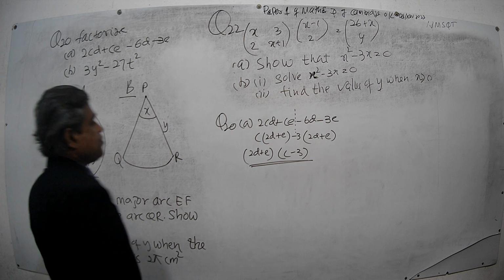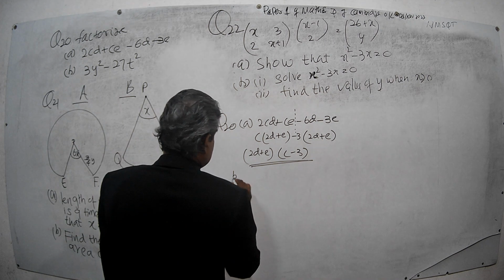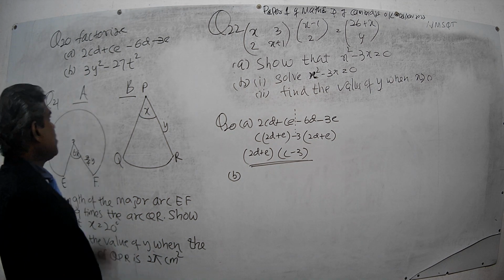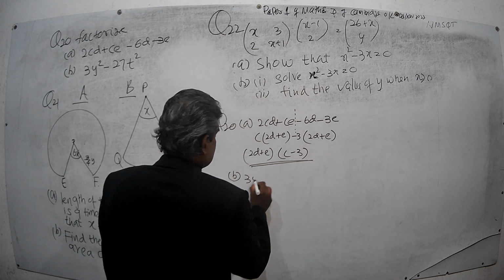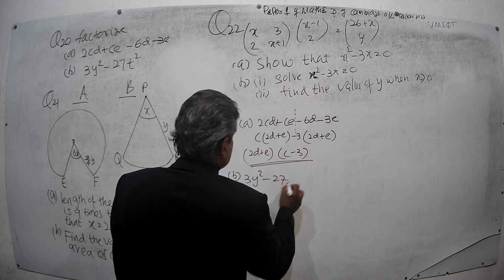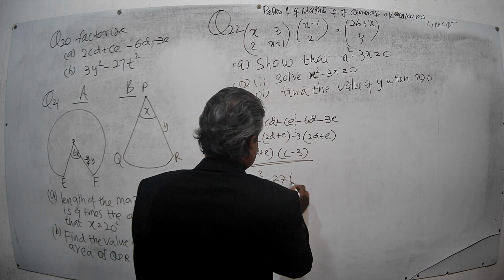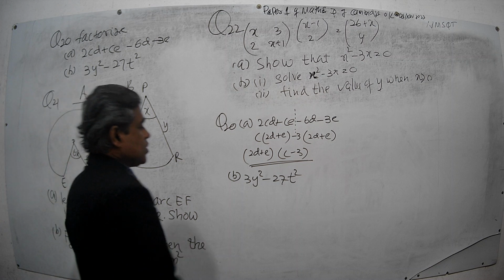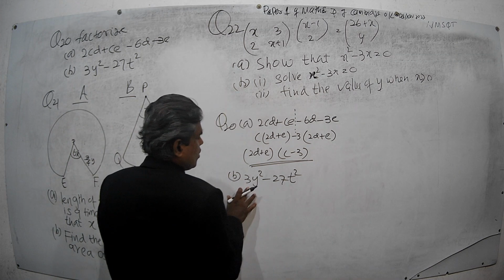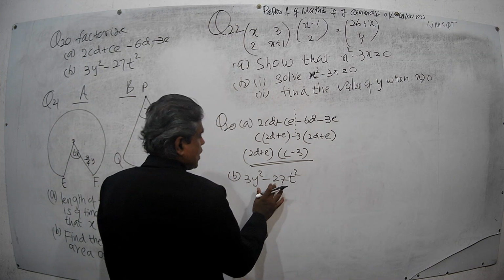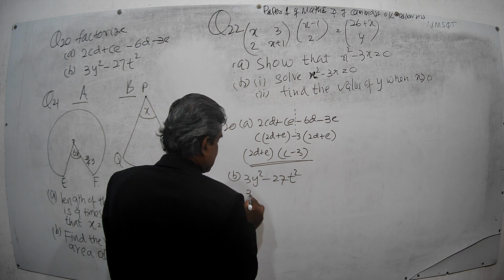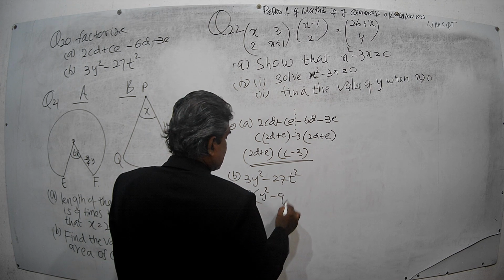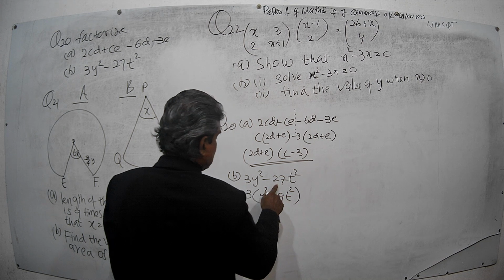Now part B. Part B we have 3y squared minus 27t squared. You see that 3 is a factor of 3 and 3 is a factor of 27 also. So 3 is a common factor. Take that out first of all. Then it is y squared minus 9t squared. 27 divided by 3 is 9.